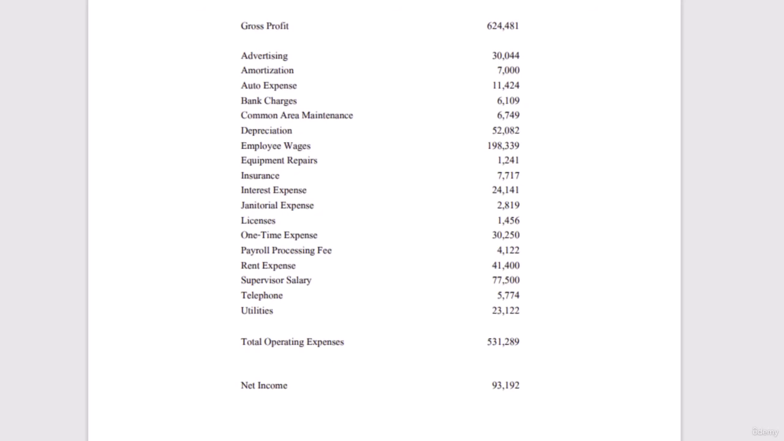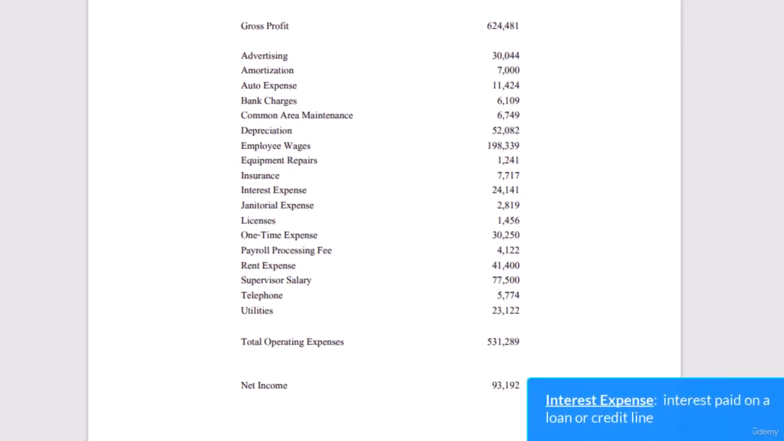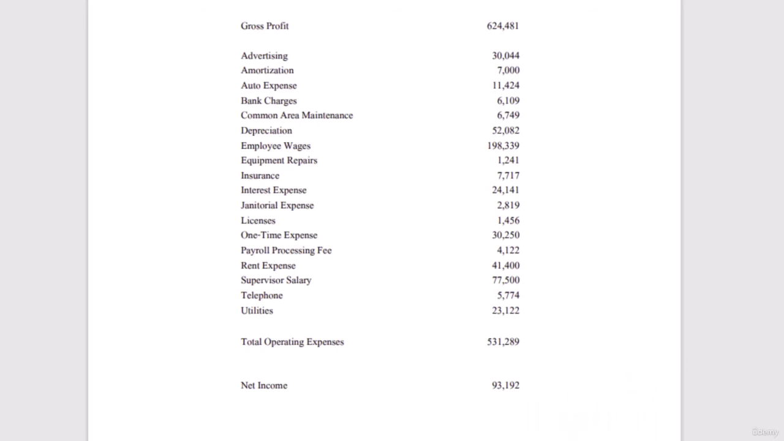Now, the next expense I'd like to highlight for you is interest expense, which reflects interest paid on debt. And what this expense tells us is that there's some type of loan or credit line on the balance sheet, so we'll be on the lookout for that when we analyze the balance sheet in section 4.